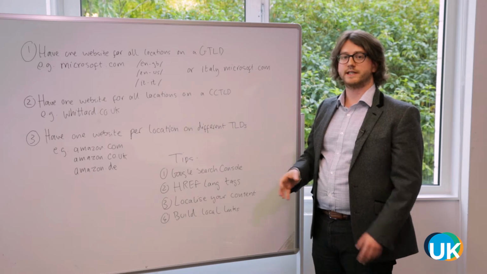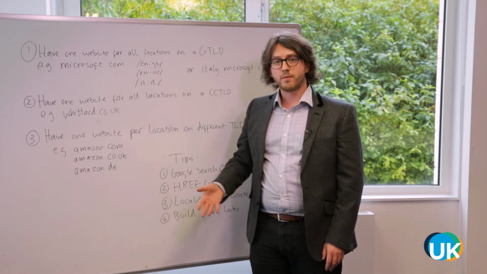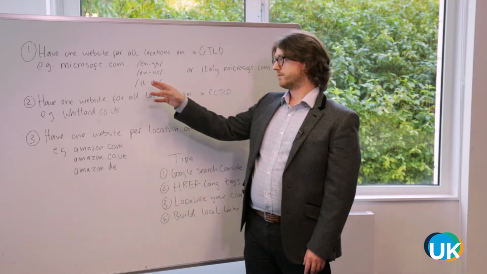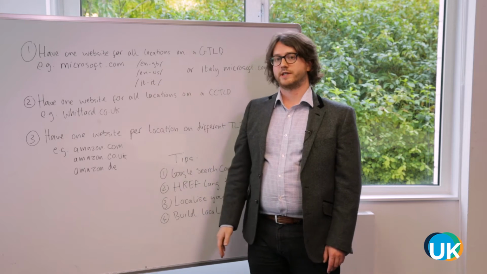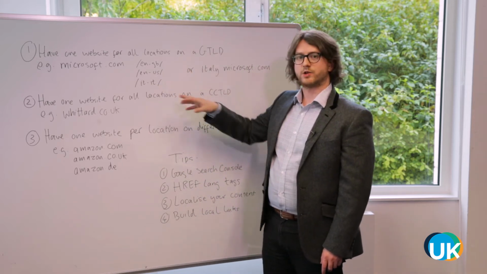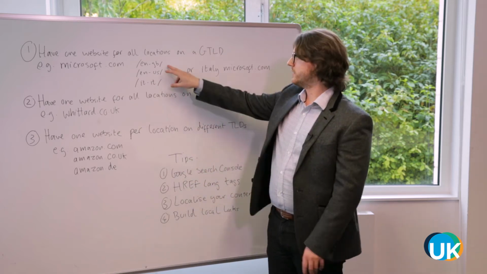So a GTLD is a generic top-level domain. An example of a GTLD is .com, another example is .blog. Microsoft use a .com for all their territories. They specify which language the website is in, depending on where you are as a user, by using a subfolder.